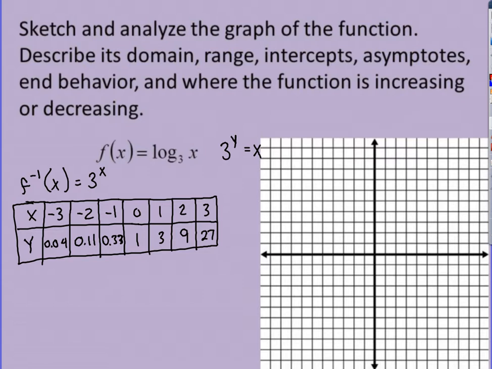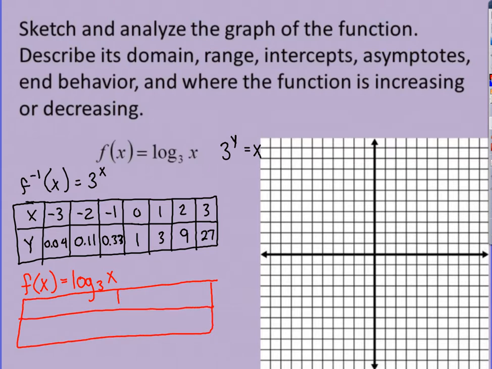So to find the actual function, all we're going to do is we're going to take our x and y values and we are going to switch them. So everything that's an x on the inverse will become a y on our function, and everything that's a y on the inverse will be an x on our actual function.